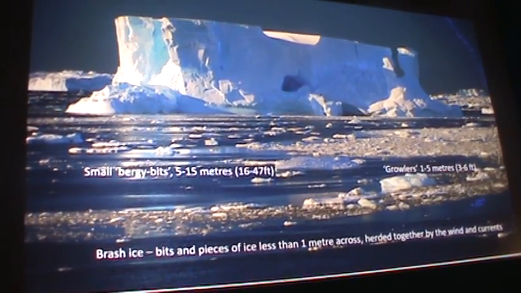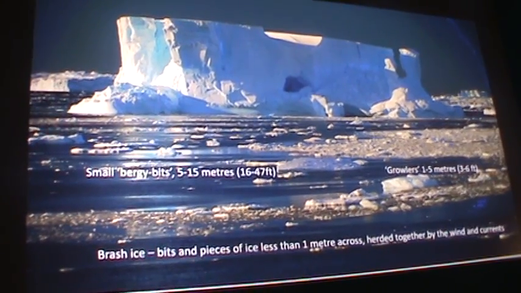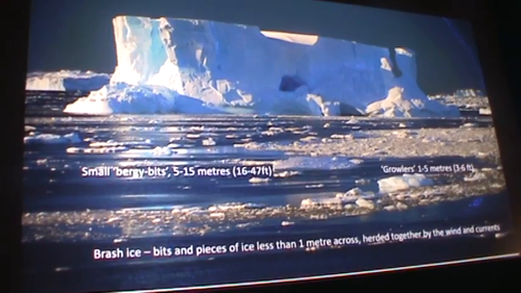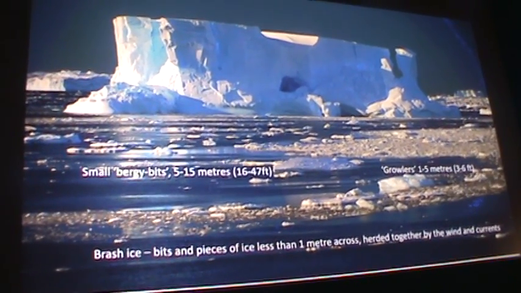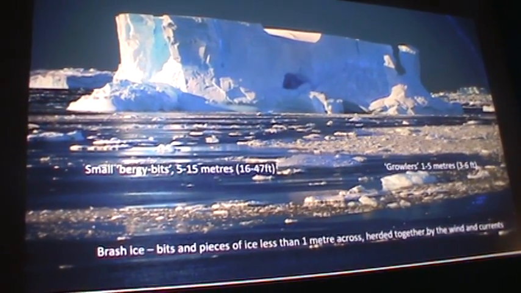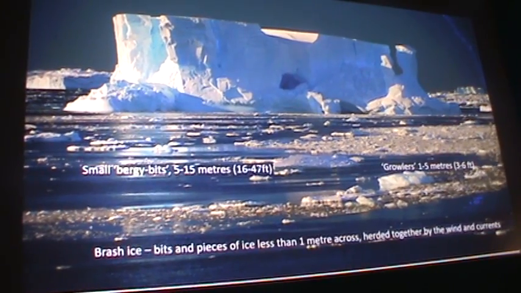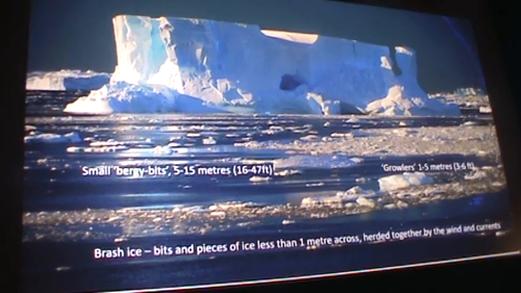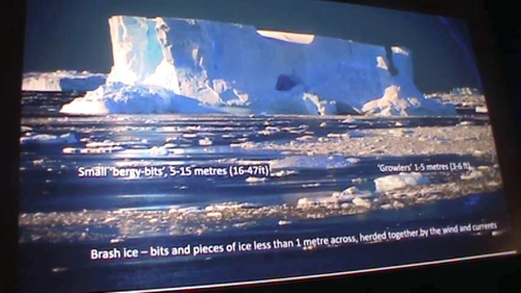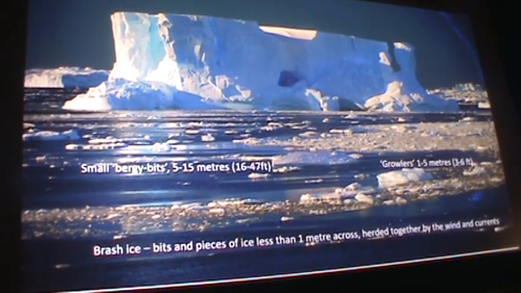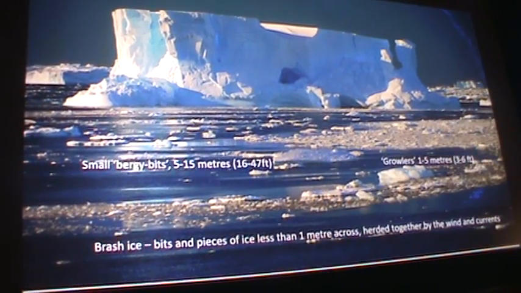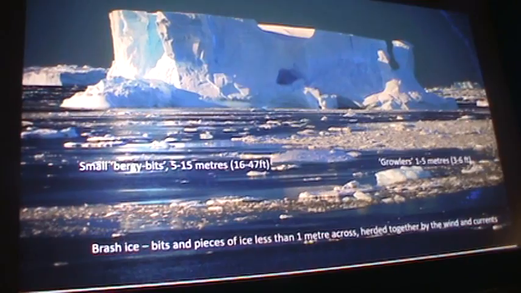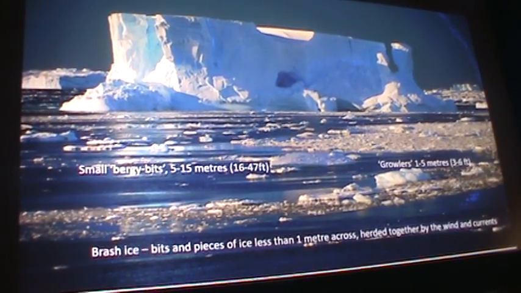So we get the small little bergy bits, which are between 5 to 15 metres. The growlers, that's the dangerous ice because they're often low in the water, very old, hard ice. So that's what the people on the bridge will be looking out for, the growlers. They were named after the old taxi cabs in London, so they're about the size of a big car. And then the brash ice, we sometimes call that chunky ice soup. All the broken up bits of ice are called brash ice.